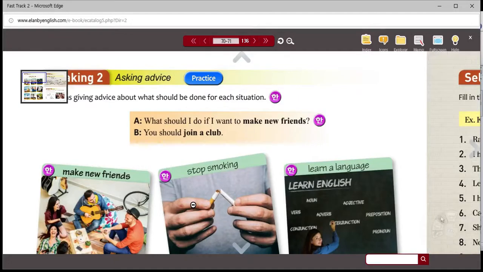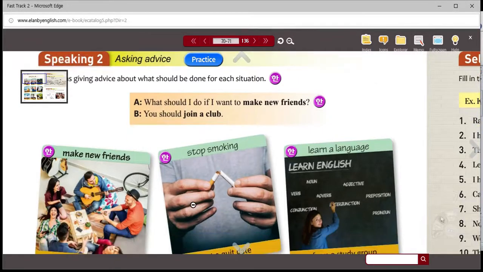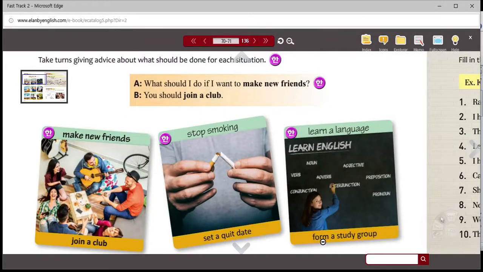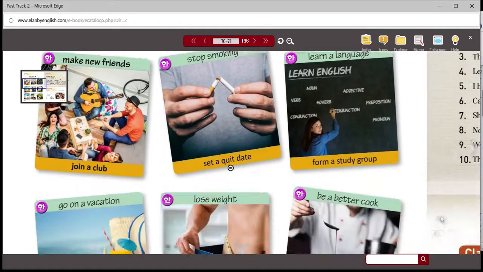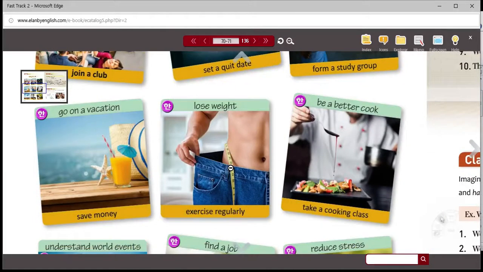All right. What should I do if I want to learn a language? You should form a study group. Okay, so again, good advice about what you should do, something you should do to learn a language. Okay. What should I do if I want to go on vacation? Or go on a vacation. Okay. You should save money. Save money now, then you can go on a vacation later.